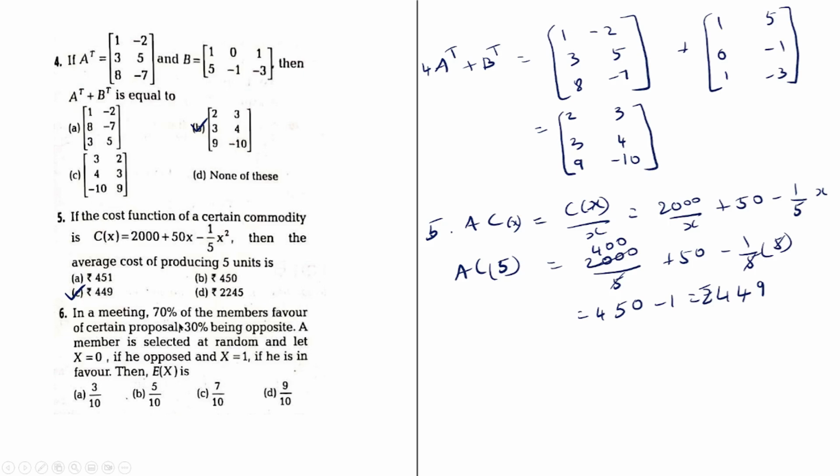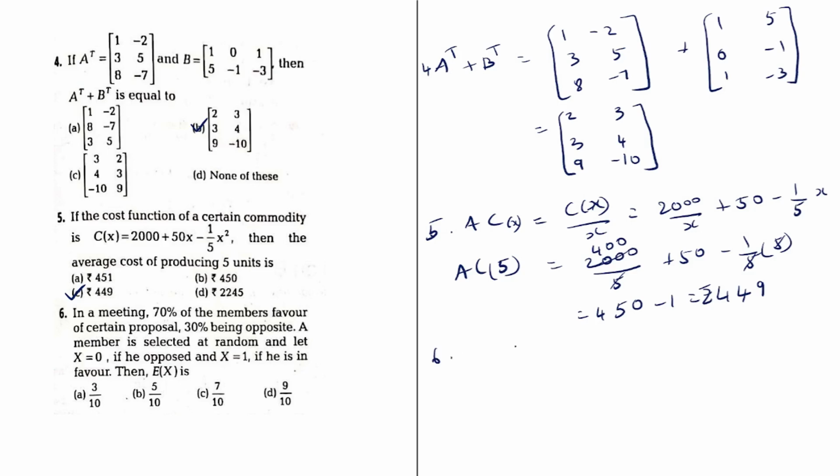In a meeting, 70% of the members favor a certain proposal and 30% are opposed. A member is selected at random and let X equal 0 if he is opposed and X equal 1 if he is in favor. Then the expectation of X is.